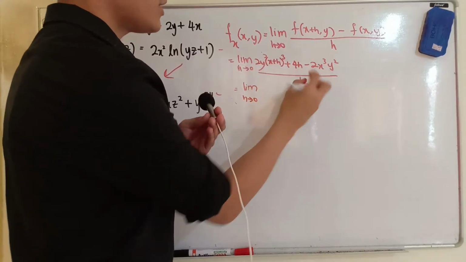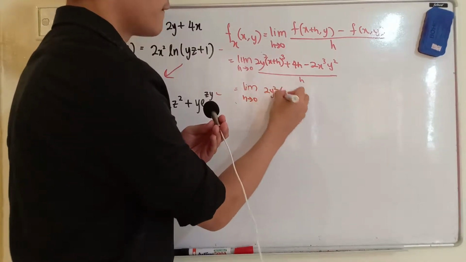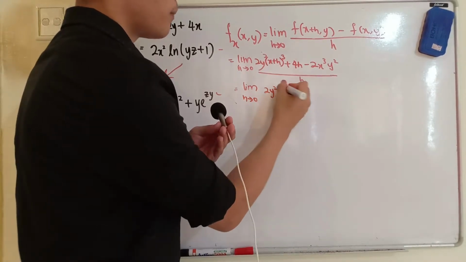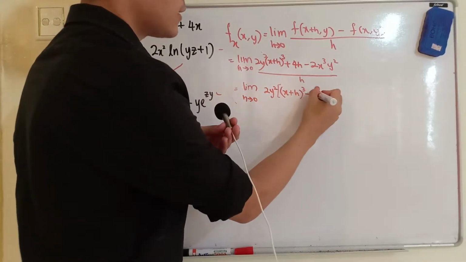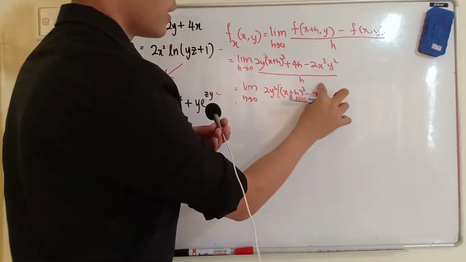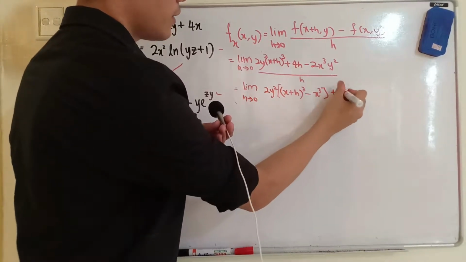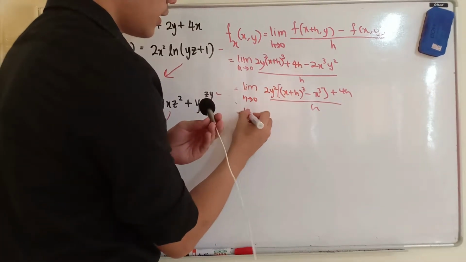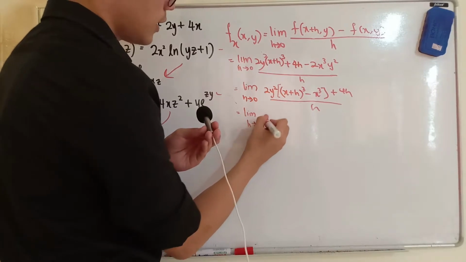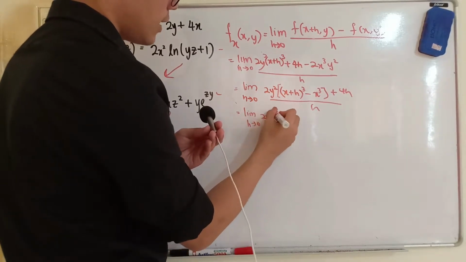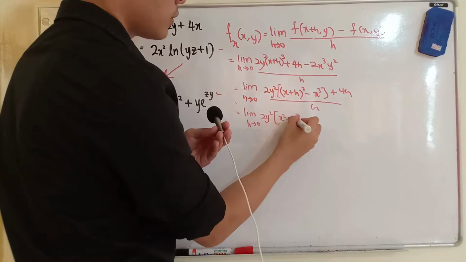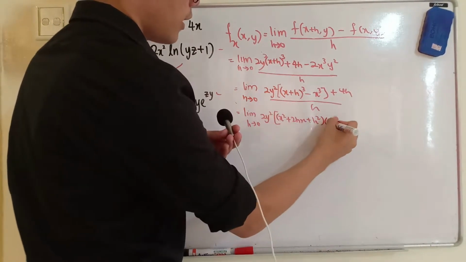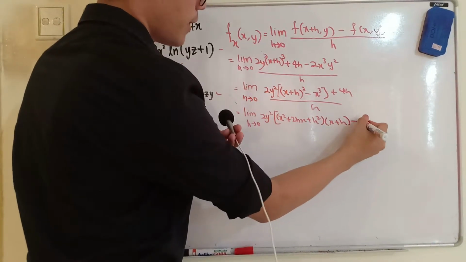This 2y squared and 2y squared, you can just factorize it together. And then you put your (s plus h) cubed minus s cubed over here, and then plus 4h, over h. So you need to expand it over here. Just expand it: s squared plus 2hs plus h squared, times s plus h, minus.